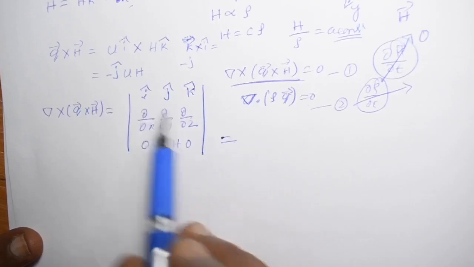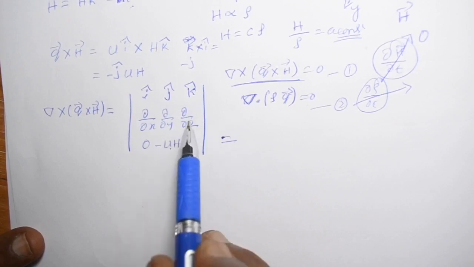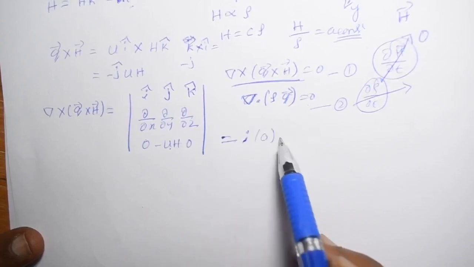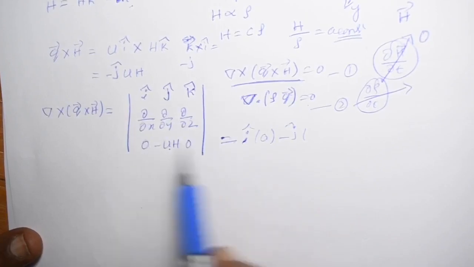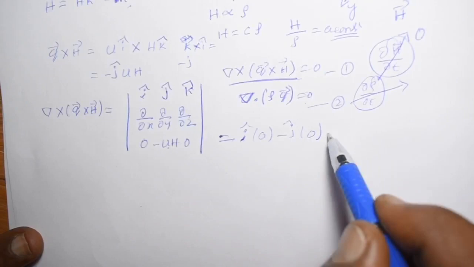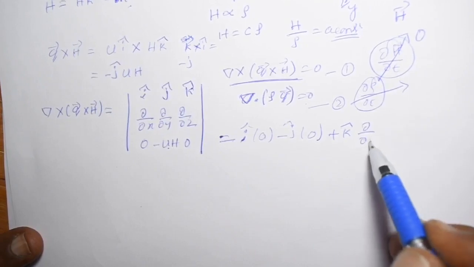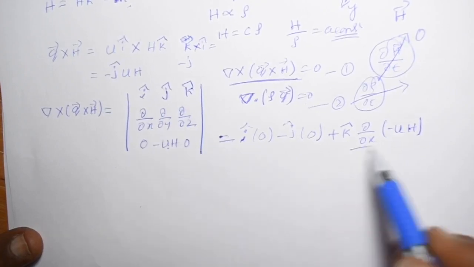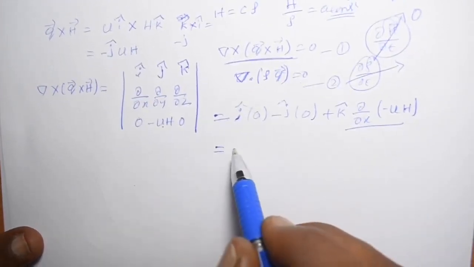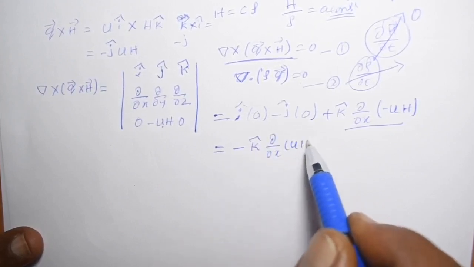After expanding this, look here, i into this is 0, this is with respect to z, that's why this is also 0, because it is a function of x only. That's why this i component is 0. Minus j component, look at there, j into, this is 0 and this is 0. J component is also 0. Plus k into, k component is del by del x of minus, and this is 0, minus 0, 0. So only this term, so that's why this term can be written as minus k into del by del x of u into h.